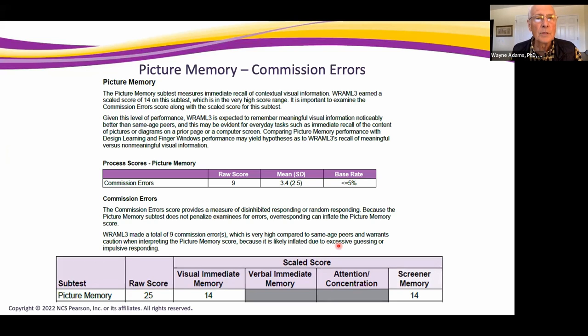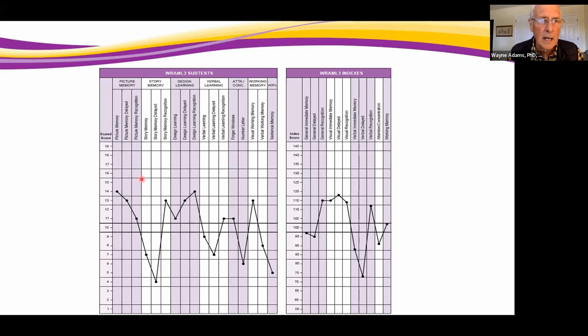So we've gone through indexes, we've gone through subtests, and now we're going to drill down into some of the process scores, which help us understand, in some cases, how to interpret unusual events or trends that we found in the subtests or in the indices. So first thing, commission errors. Remember, if I just go back here, this is one of the highest scores that the youngster achieved.